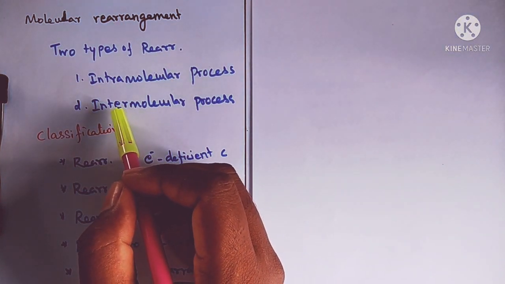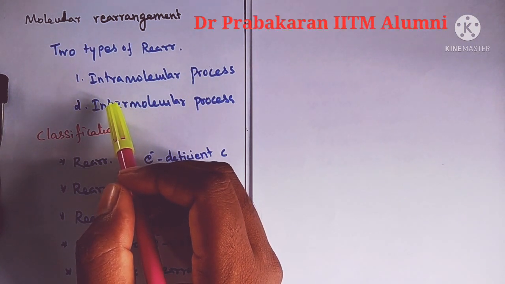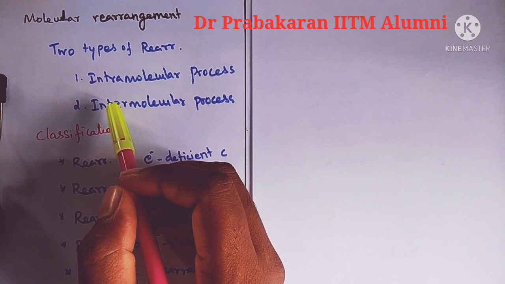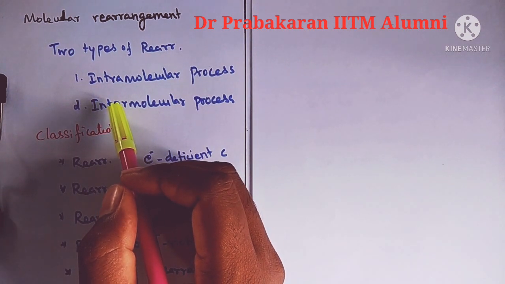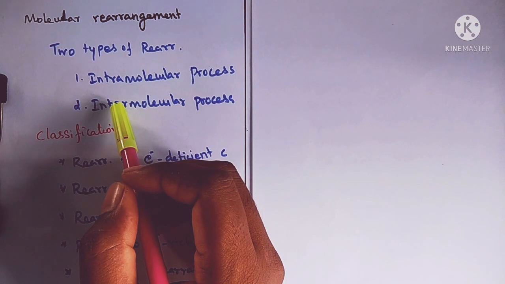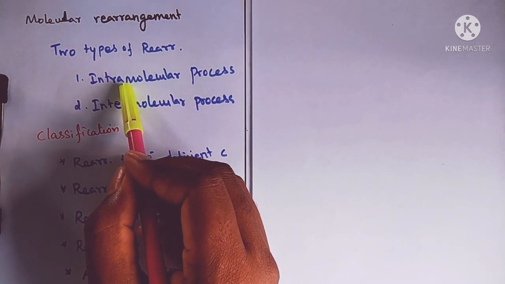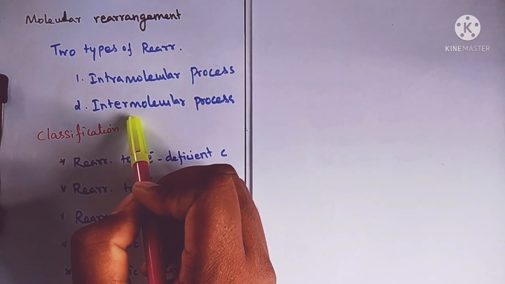I am Dr. Prabharan. In this session, we are going to discuss molecular rearrangement. Rearrangement refers to the migration of an atom or a group of atoms from one atom to another within a molecule or from one molecule to another molecule. There are two types of rearrangements. One is the intramolecular process, another is the intermolecular process.